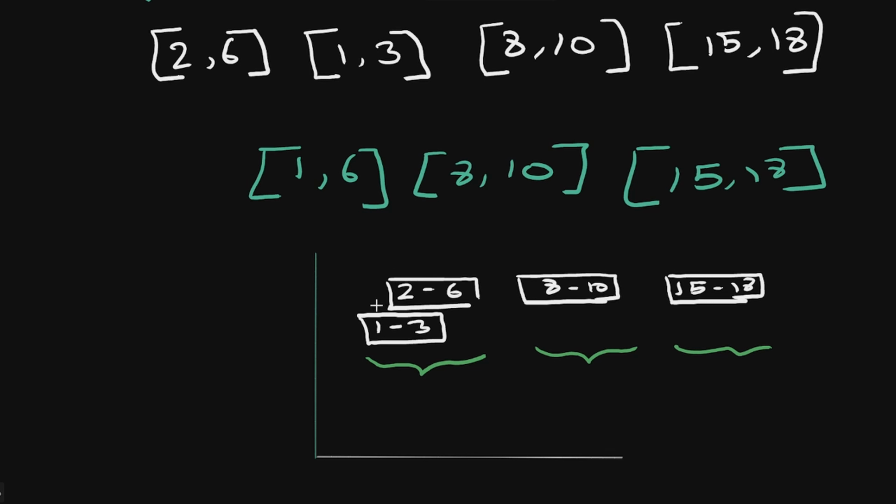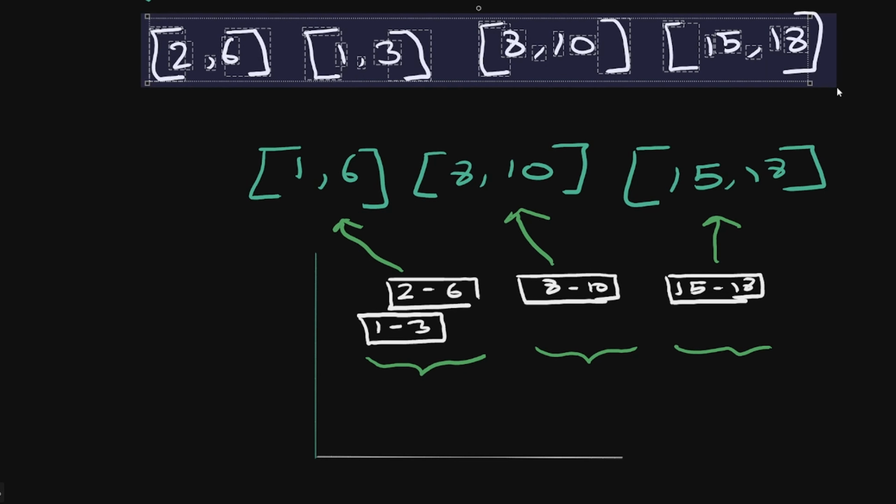So this 1 comma 3 and 2 comma 6 becomes this 1 comma 6. This 8 comma 10 becomes this thing, and this becomes our third interval in the output. So this is how you can basically get these intervals. It doesn't matter what order the output is in, but this is what the intervals should look like in your final output. So let's look at how you can actually get to these intervals.